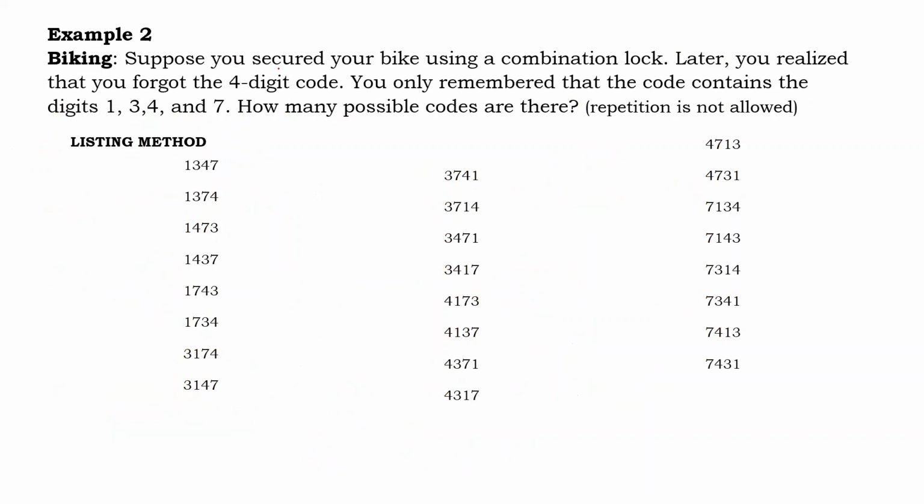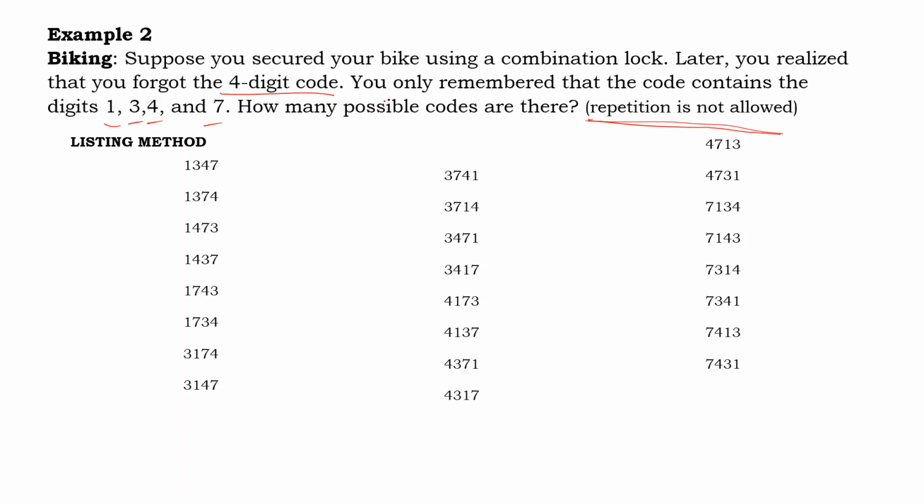Suppose you secured your bike using a combination lock. Later, you realize that you forgot the 4-digit PIN code. You only remembered that the code contains the digits 1, 3, 4, 7. How many possible codes are there? Repetition is not allowed. Take note, repetition is not allowed.